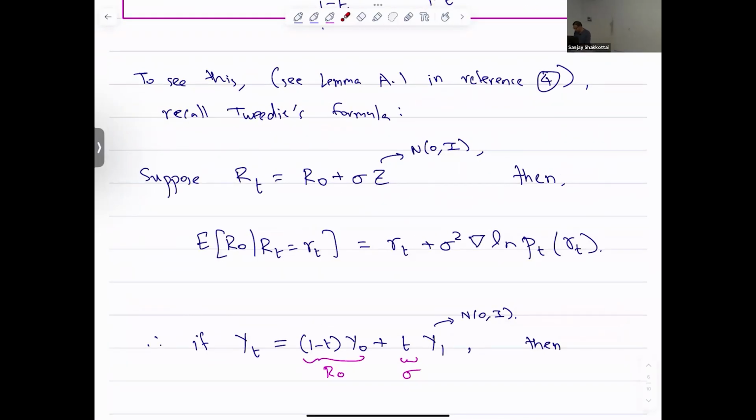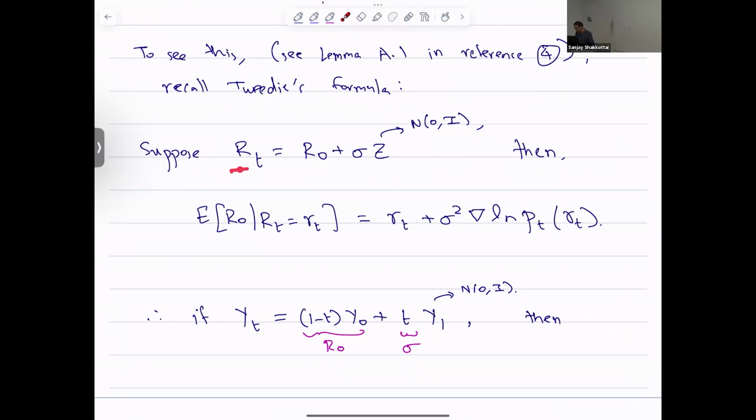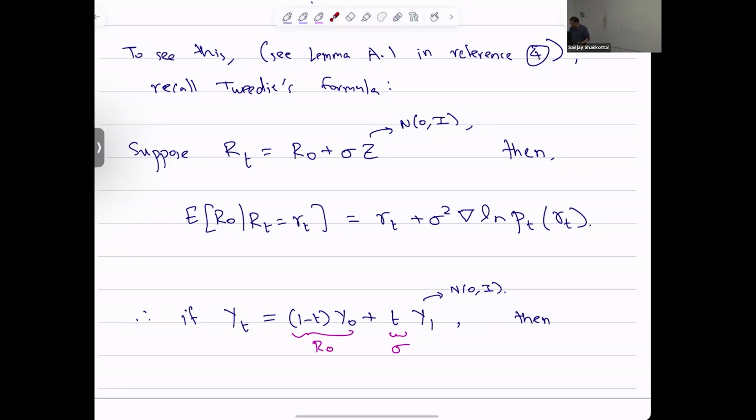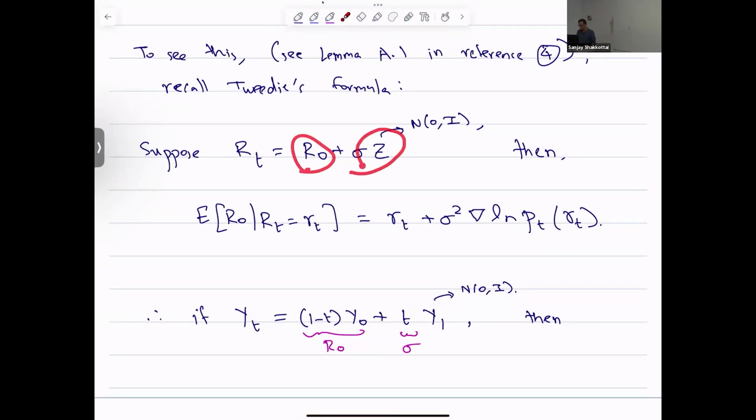The proof is the following. Look at Tweedie's formula. Suppose I have some random variable R0. I noise it with a Gaussian with variance sigma squared times identity. Then I define RT as this. Remember what we derived from Tweedie's formula: the conditional expectation of R0 given RT is affine in RT. This was our key derivation, in lecture 5-4 somewhere back there. It said that it is RT plus sigma squared grad log PT of RT.